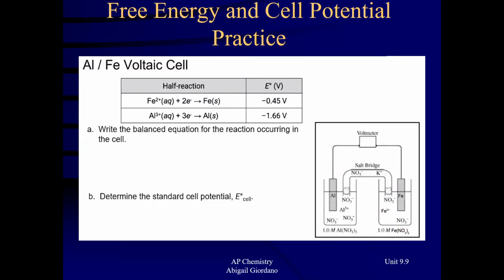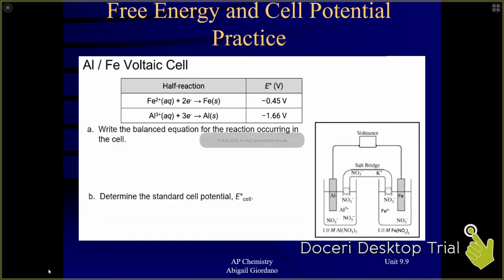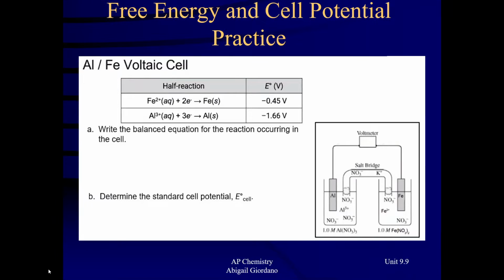All right, so let's take this problem part by part. Part A asks us to write the balanced equation for this reaction. Now, if you look up at the top here, guys, there's a key word here. Let me circle it. Right here. Remember the word voltaic? That's just another word for galvanic cell. And remember, we said that galvanic cells have to have a positive total, so that enables us to know which half reaction to flip.